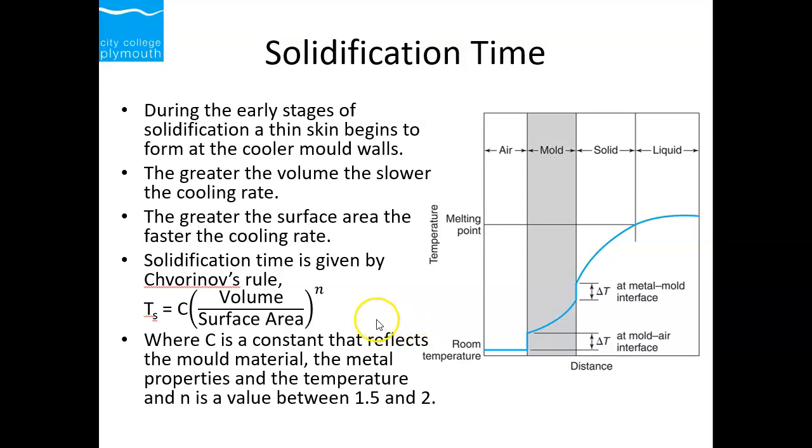If the surface area is greater, the cooling is faster. Now, we have a law, Chvorinov's rule. It's given by Ts equals C times (volume divided by surface area) to the power n, where C is a constant that depends on the mold. Are you using aluminum? Are you using cast iron dies? What kind of mold are you actually using? And n has a value between 1.5 and 2. Okay, so that's the cooling curve here.